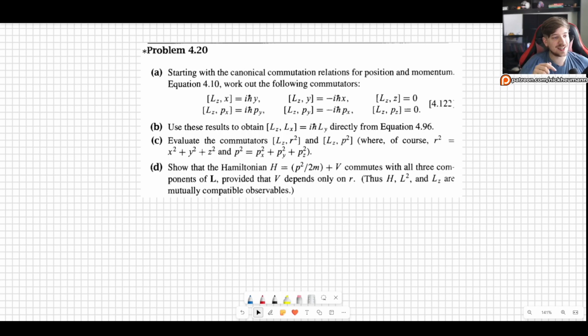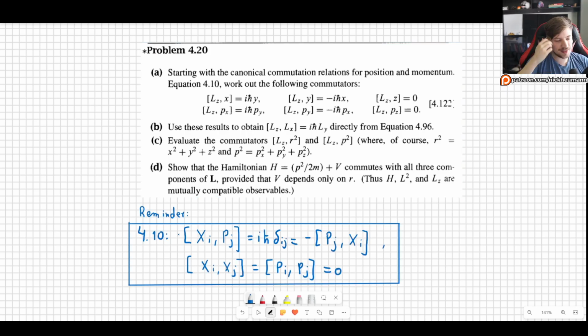It says, starting with the canonical commutation relations for position and momentum, equation, well, that used to be 4.10, work out the following commutators. So basically all the ones that we have there. Then we will use the results in part B to obtain that other commutator and then evaluate some more commutators, and then show that the Hamiltonian commutes with all three components of L, provided that the potential depends only on r. So that is what we're going to do.